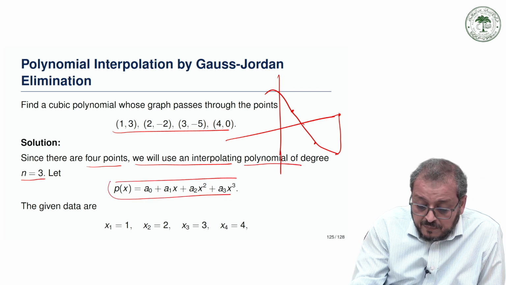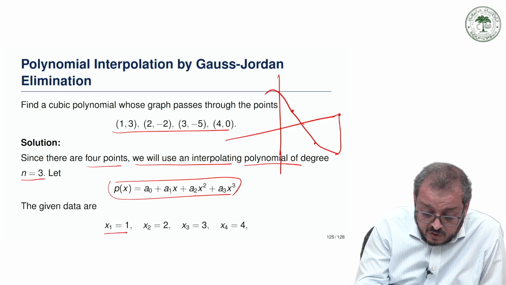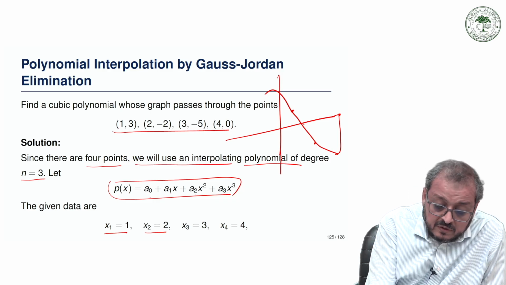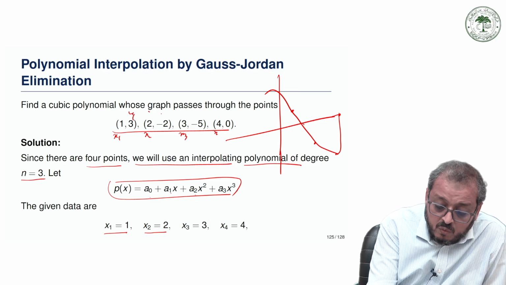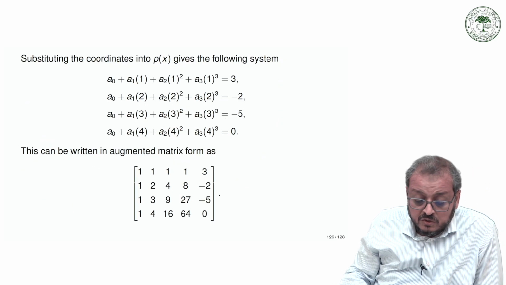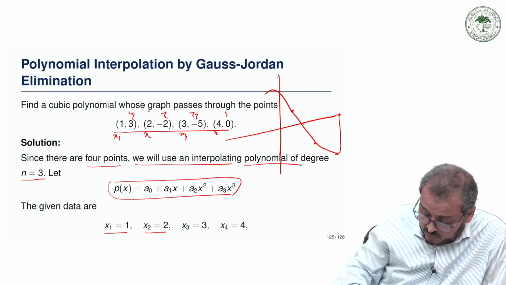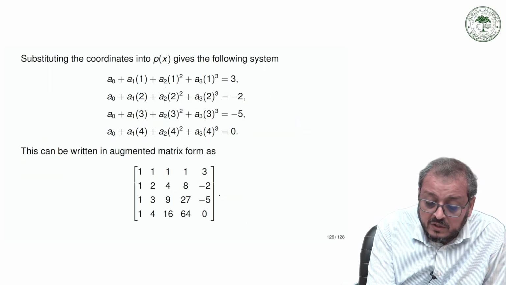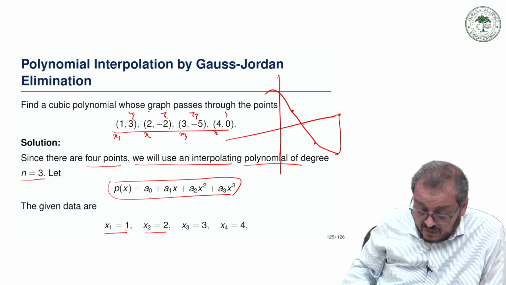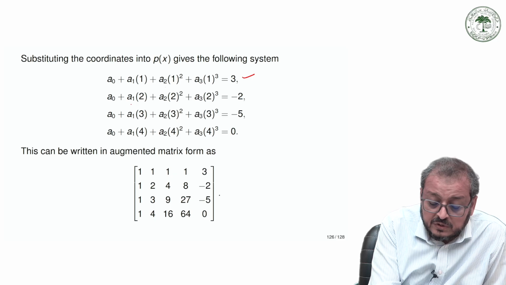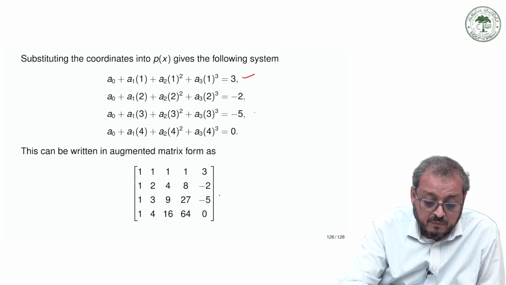So p(x) can be written in the form a0 plus a1x plus a2x squared plus a3x cubed. From the given data, x1 is equal to 1, x2 is equal to 2, x3 and x4 follow, and y1, y2, y3 and y4 are the values. We substitute the coordinates into p(x): a0 plus a1 times 1, plus a2 times 1 squared, and so on, is equal to 3. Then we calculate p of x2, p of x3 in the same form.